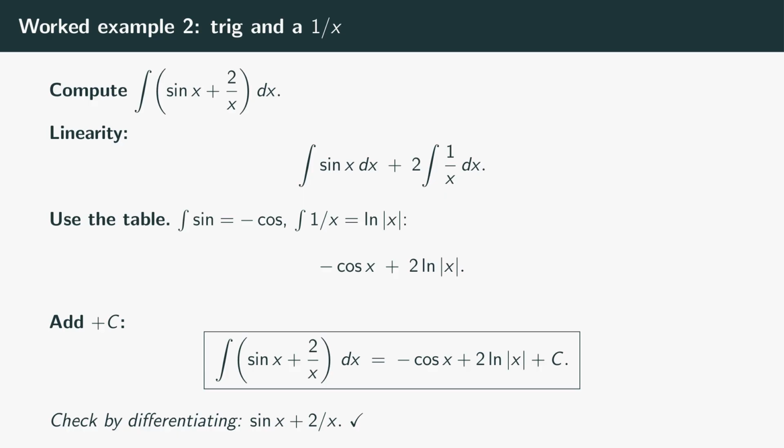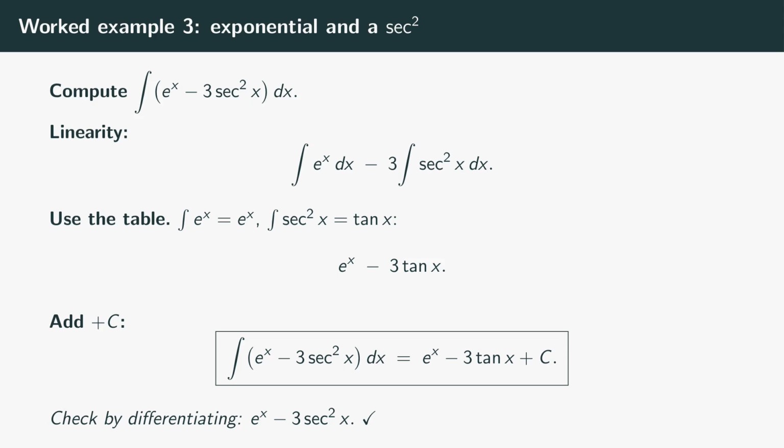Sanity check. Differentiate. Derivative of minus cosine is positive sine. Derivative of 2 times the natural log of the absolute value of x is 2 times 1 over x, which is 2 over x, so we get sine x plus 2 over x. Matches the integrand. Done. 2 things to flag here. First, the absolute value inside the log isn't decorative. It's what makes the answer valid on both sides of 0. Second, the minus sign on cosine. Students drop it constantly. Don't. Always check by differentiating.